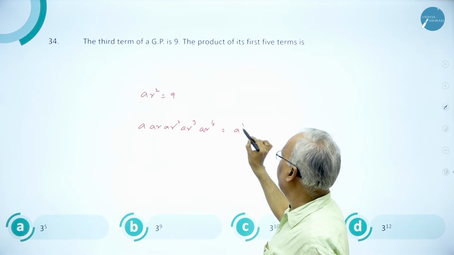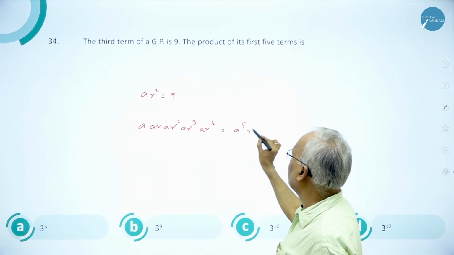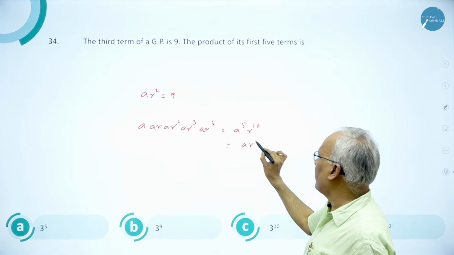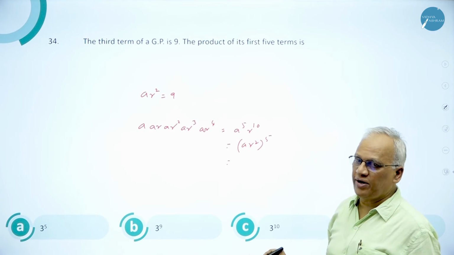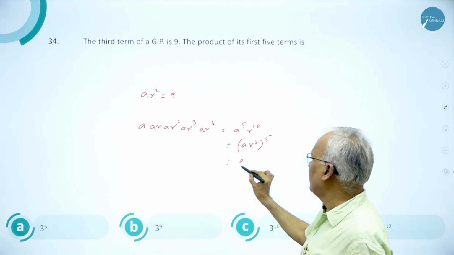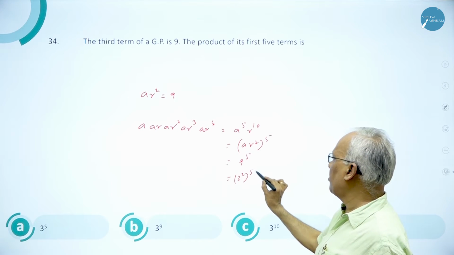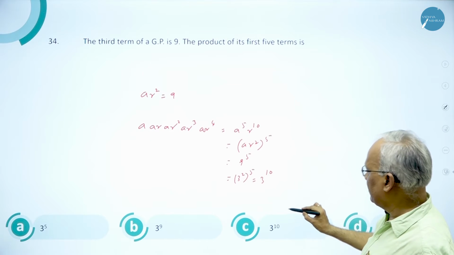A to the power 5. R into R squared, R cube, R to the power 4 is R to the power 10. You know, this is equal to AR squared to the power 5. What is AR squared to the power 5? You know AR squared is 9. 9 to the power 5. 9 to the power 5 is nothing but 3 squared to the power 5. That is 3 to the power 10. 3 power 10 is the answer.